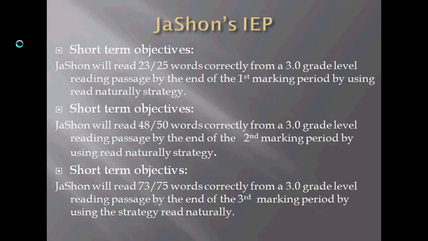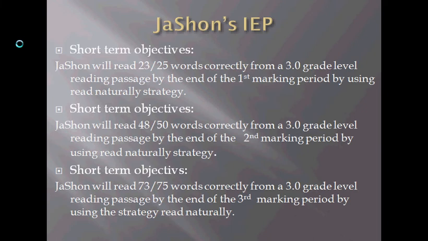Based on his annual goal, I broke his short-term objectives into 3 based on the marking periods. So for the first marking period, Jayshawn will read 23 out of 25 words correctly, 48 out of 50 words correctly by the end of the 2nd marking period, and 73 out of 75 words correctly by the end of the 3rd marking period.